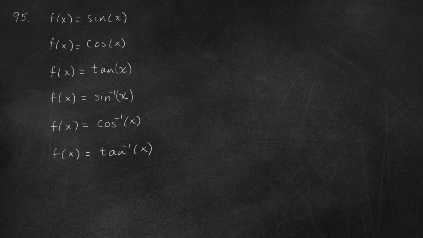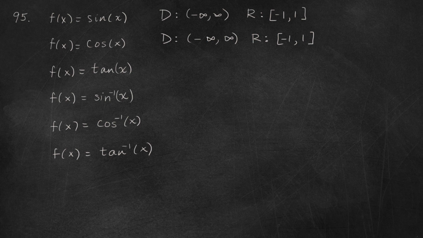Number 95, we want to state the domain and range for each of the following functions. So the domain for sine of x is all real numbers. And the range for sine x is from negative 1 to 1, that closed interval. Cosine x also has a domain of all real numbers and a range from negative 1 to 1, including the endpoints.